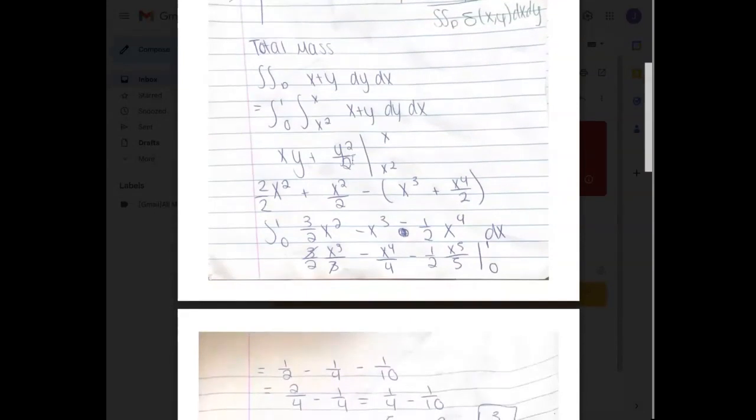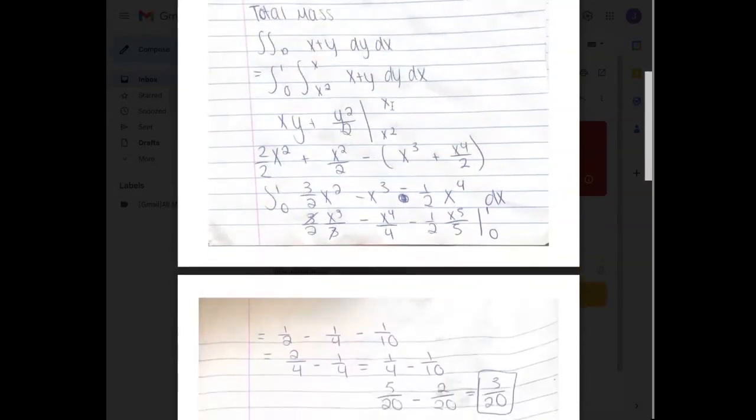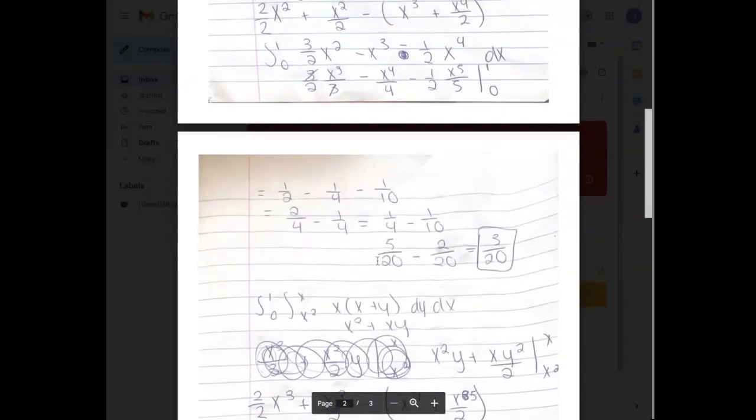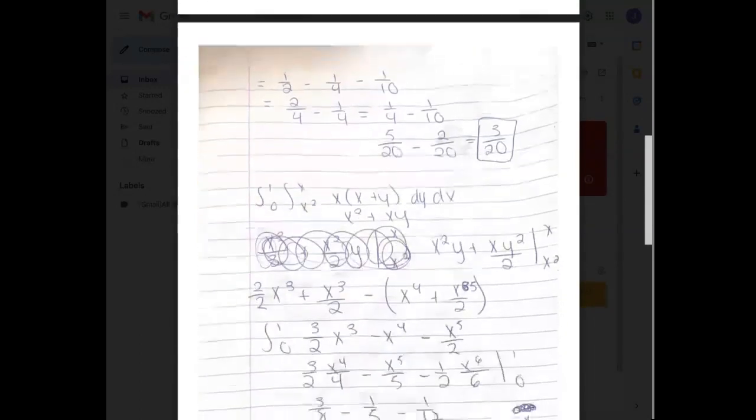So I integrated with respect to y first, and then plugged in x and then minus x squared, and that left me with 3 over 2 x squared minus x cubed minus 1/2 x fourth, and then I took the integral with respect to x, and then I plugged in 1 minus 0, and that left me with 3/20.